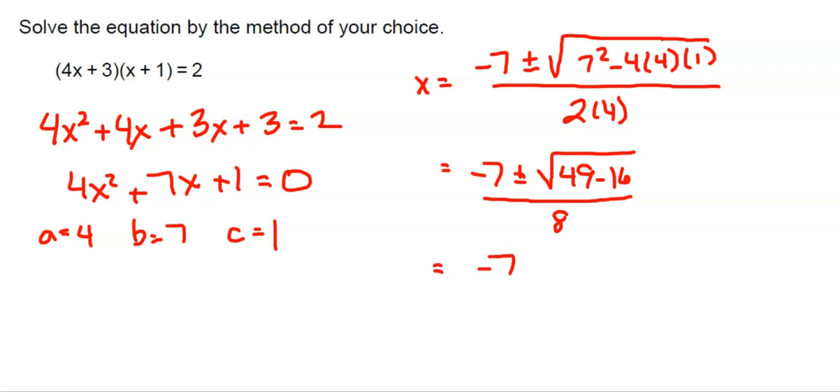So that's negative 7 plus or minus the square root of 33 over 8. There aren't any perfect squares in 33, so we're not going to be able to simplify this anymore. That's our two solutions.